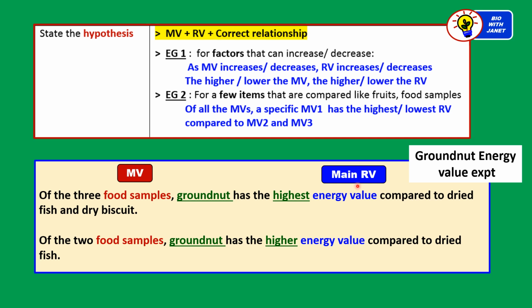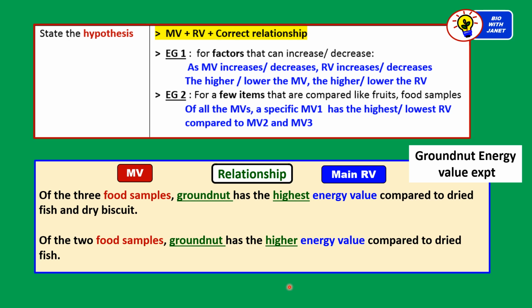Now, how do we calculate the energy value? We use a formula to calculate the energy value from the sub-RV, okay, using the sub-RV, which is the final highest temperature of the distilled water after the food sample is burnt, okay, the highest temperature of the water after the food sample is burnt. So that's the sub-RV, and the main RV, which we calculate from the sub-RV, is the energy value of the food sample. So what about your relationship here? Groundnut has the highest energy value. Groundnut has the highest, okay?